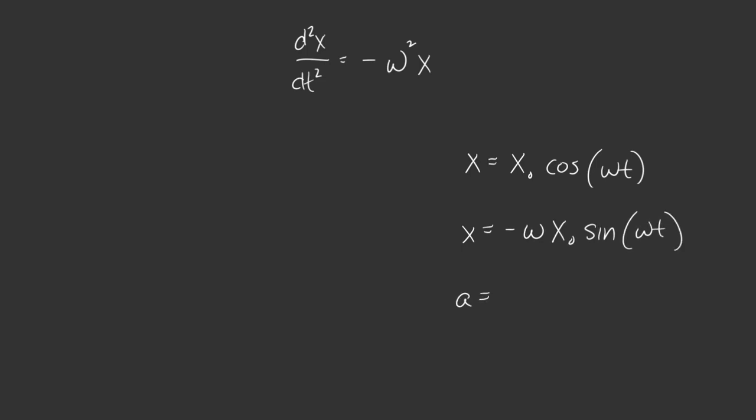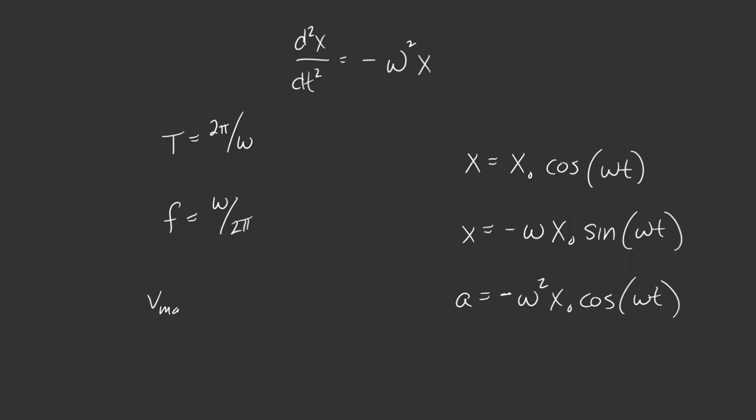You don't have to rewrite them a second time, unless you're trying to help memorize them. And from there, period is 2 pi divided by omega. Frequency is omega divided by 2 pi. And Vmax is equal to omega x naught. These will have to be true.